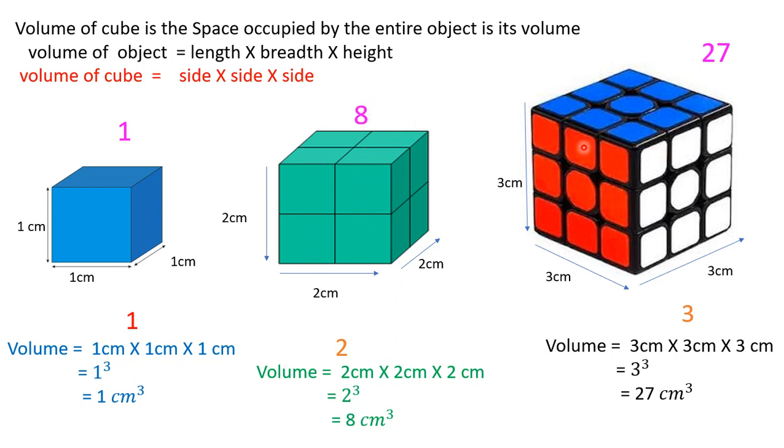And in the third figure, in the first row there are 9. In the second row there are 9. In the third row there are 9. So this cube is made by 27 small cubes. In this second scenario, this cube is made by 8 small cubes, and this is for 1 small cube. 1, 8 and 27.